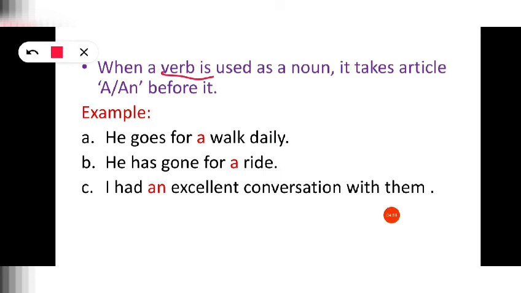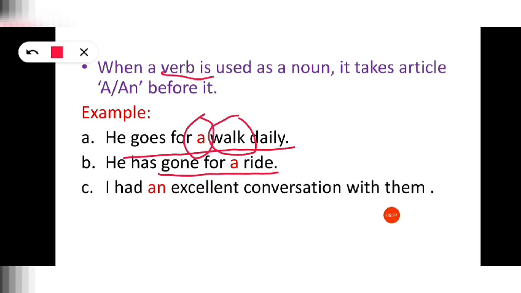Example 1, that is A. He goes for a walk daily. Now here, walk is acting as a noun. So we check the first alphabet of the noun, that's w, and the sound is that of a consonant. So we are going to place a here, a walk daily, right? Let's go to the next one. He has gone for a ride. Look at the word which is given here after the article, that's ride.